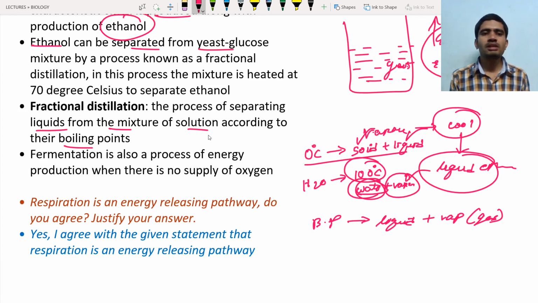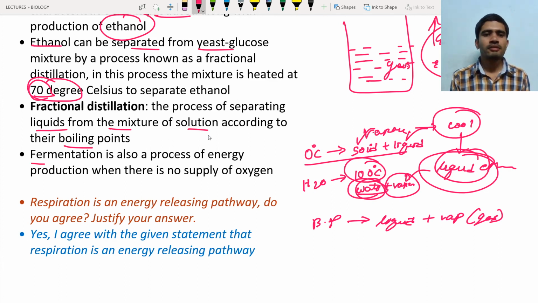So at 70 degrees Celsius, in the case of ethanol, the remaining water will be in the liquid state only. The water will not get vaporized, but the ethanol is going to get vaporized, because its boiling point is 70 degrees Celsius only. At this temperature, the complete ethanol will get vaporized and come out. You can collect those vapors and cool them down to get liquid ethanol.